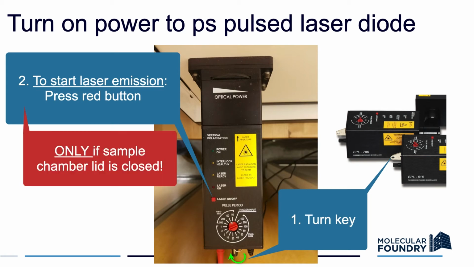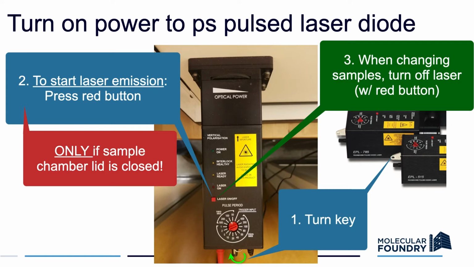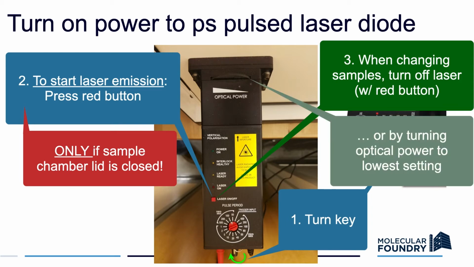Only press the on-off button if the sample chamber lid is closed, since this is a Class 3B laser. In the future, if you want to change samples or open up the sample chamber, turn off the laser using the red button or by turning the optical power all the way down to its lowest setting.